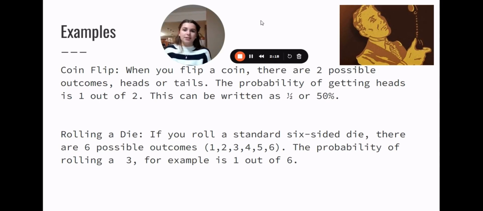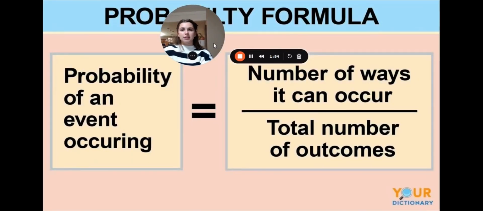Another thing we could do is rolling a die. If you roll a standard 6-sided die, there are a total of 6 possibilities that you could get. You could either get numbers 1, 2, 3, 4, 5, or 6. And the probability of rolling one of those numbers, like what's the probability I roll a 3? That would be 1 out of 6. So we could do that with the class.